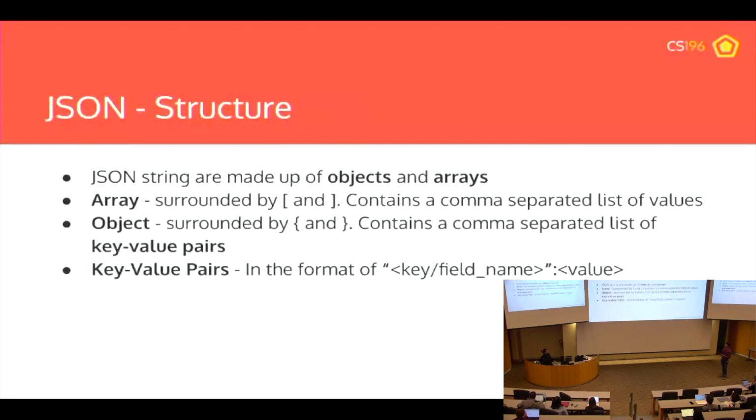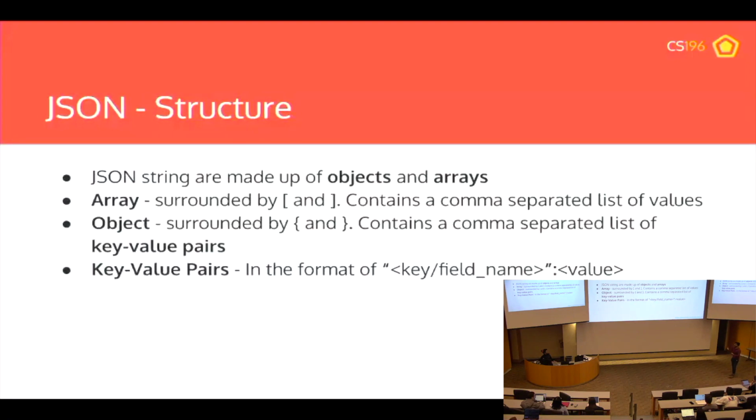So let's look at the JSON structure. JSON is made up of arrays and objects. So what's an array? Well, array, we've seen this in multiple languages, is just a comma-separated list surrounded by square brackets. An object, on the other hand, is surrounded by curly brackets and contains a comma-separated list of key-value pairs. And a key-value pair is in the format of key or field name in speech marks. So you have to have your key or field name in speech marks and then a value.